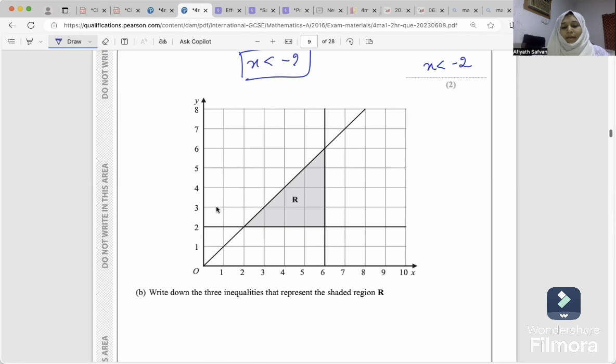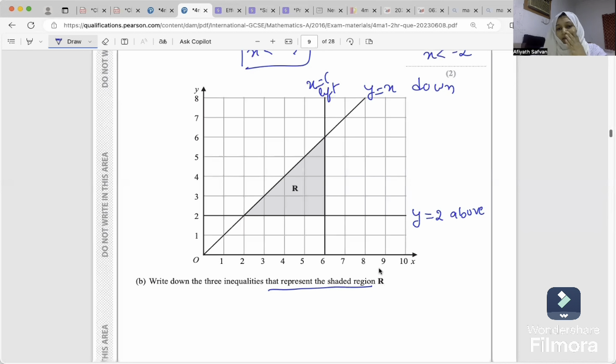Now write down the three inequalities that represent the shaded region. Let's look at the line y equal to 2 here. Which part is shaded here? The part above is shaded. And over here, the slope line, which is passing through the origin, is going to be y is equal to x, and its down side is shaded. Whereas this line is going to be x is equal to 6 and its left is shaded.